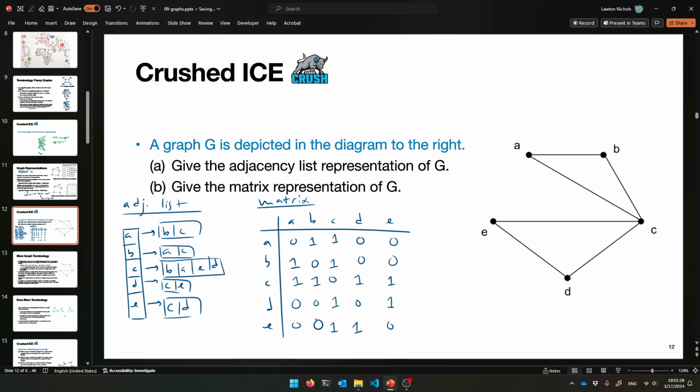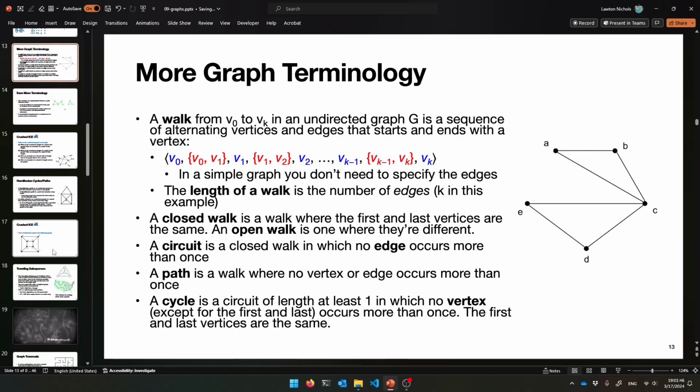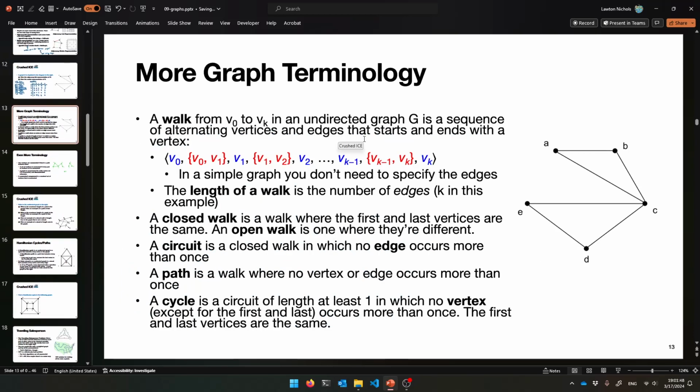So this is how you'd store it inside of a computer, and you can look into it now. You can go and check, hey, was there an edge? Was there not an edge? So I think you can imagine how you'd use both of these data structures to look into the graph. I'm still not done with the terminology. I'm so sorry. It's just how it works in graph theory.